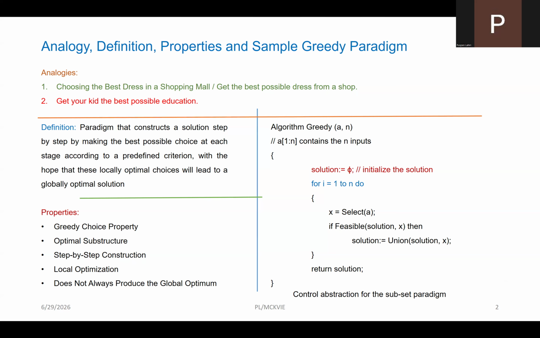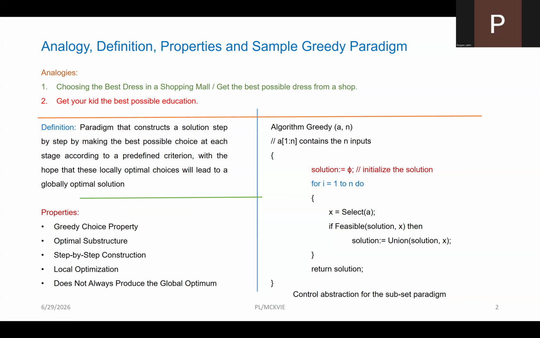Another one: it does not always produce a global optimum. That is why I said, in spite of your smartness, you are left with a mediocre solution. Not every time will your greedy property be in your favor. So it does not always produce a global optimum. What does it mean? A greedy strategy is not universally optimal, and it works correctly only for problems that satisfy both the greedy choice property and optimal substructure. Otherwise, it may produce a suboptimal, which is quoted as a mediocre solution.